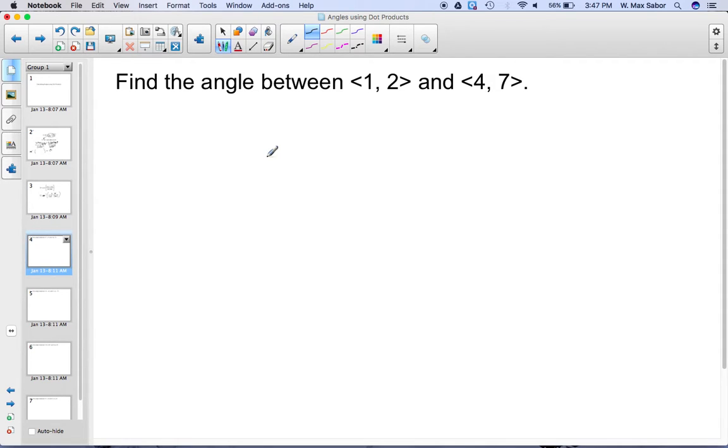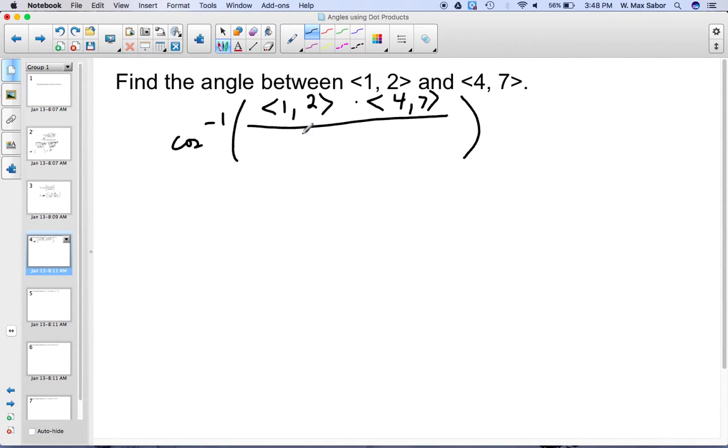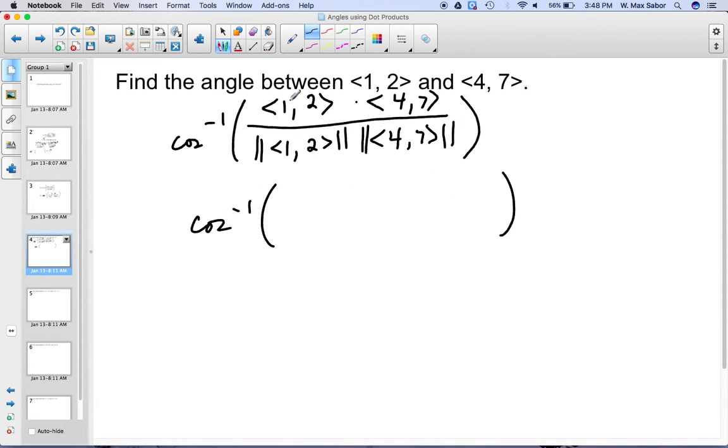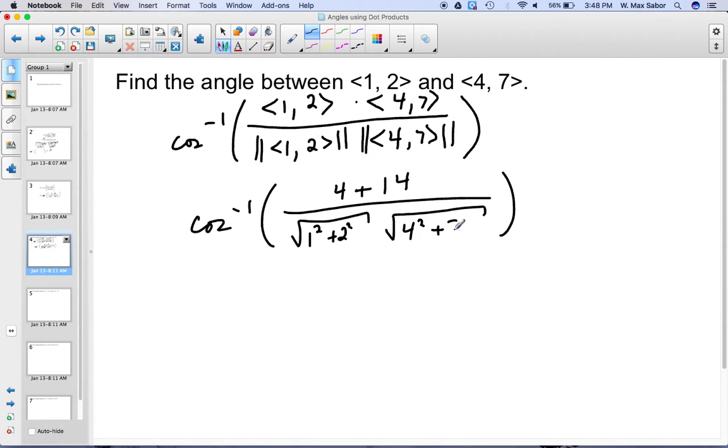So let's do some examples. Find the angle between these two vectors. So if I have those two vectors, what I'm going to do is take arc cosine of, let's see, I'm going to write it out the long way, 1, 2, dotted with 4, 7, and then the magnitude of 1, 2 times the magnitude of 4, 7. So this whole thing will become, well, we multiply the x components, multiply the y components. In the denominator, we'll write 1 squared plus 2 squared and 4 squared plus 7 squared.